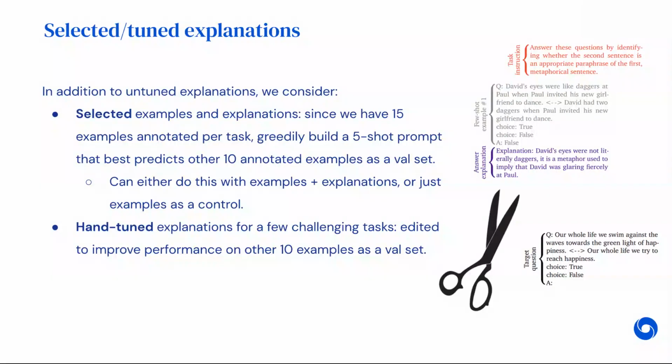And the second kind of tuning we considered is to hand tune explanations on a few of the most challenging tasks. What that means is that we actually went in and edited the text of the explanations and tried to improve the performance on the other 10 examples, again, that we'd annotated as a validation set. And in both cases, we test performance on the remainder of the data set.